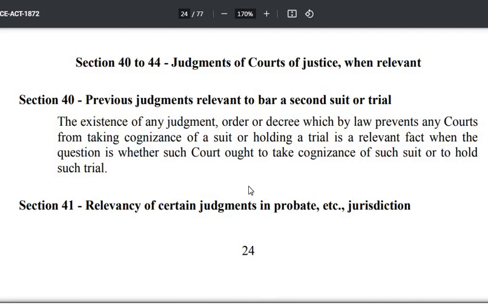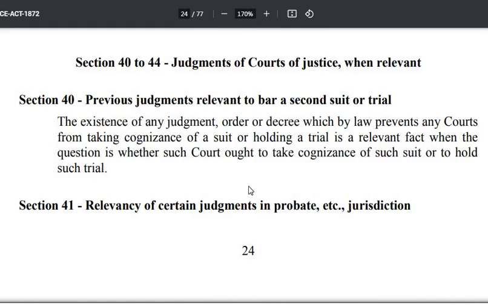The answer is yes. Similarly, will the previous judgment be relevant to prove the application of Order 2 Rule 2 here? So if there is a subsequent suit which is barred, and there is a former suit which is already heard and decided, then the previous judgment can be used in the subsequent suit, which proves the bar. In the same way, in CrPC, you may have read section 300.